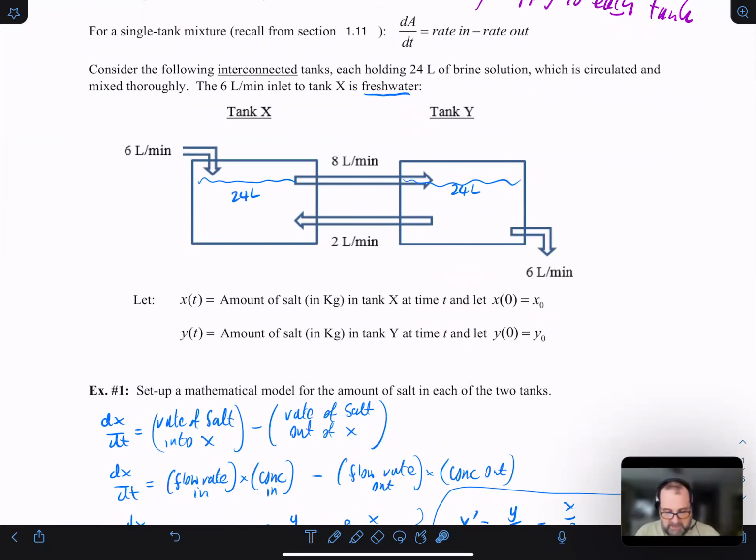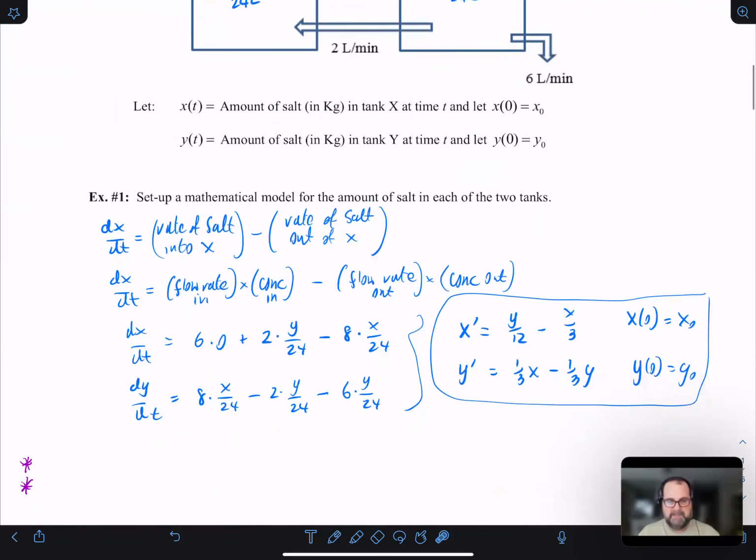So let's see, again, we have these brine solutions, and we are told that the 6 liter per minute inlet to tank X, so the input for tank X, is actually fresh water. Yes, fresh water is being pumped into tank X. Everything is being mixed thoroughly, going this way, and then being pumped out again. And again, we are to solve for X and Y.